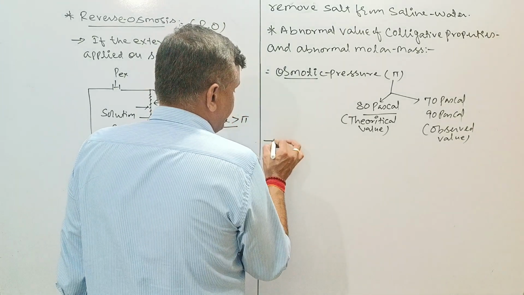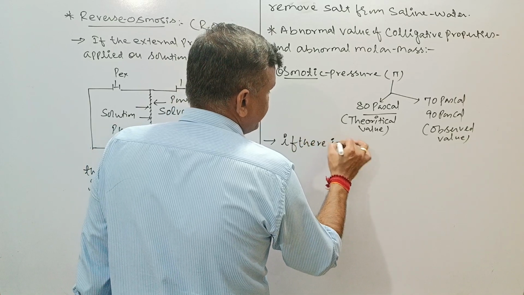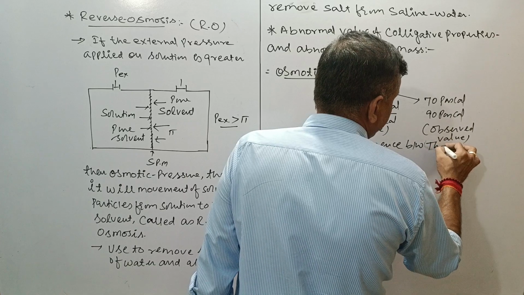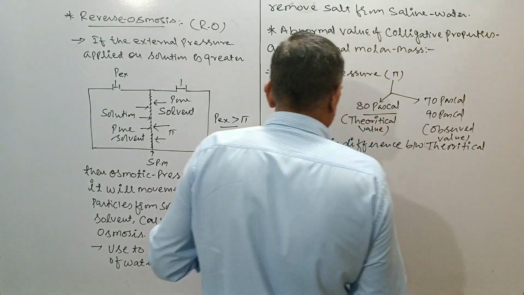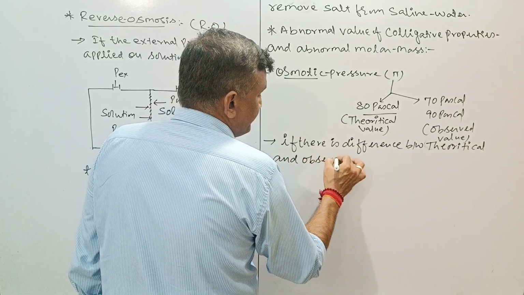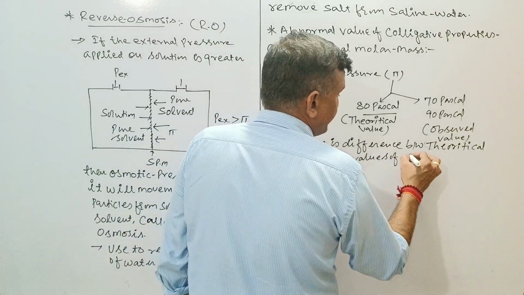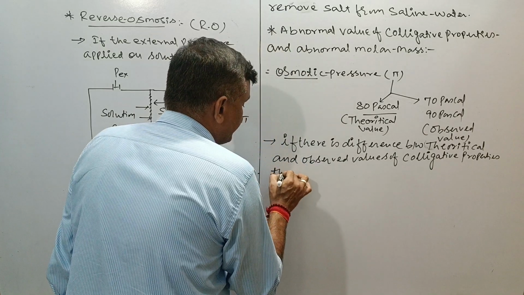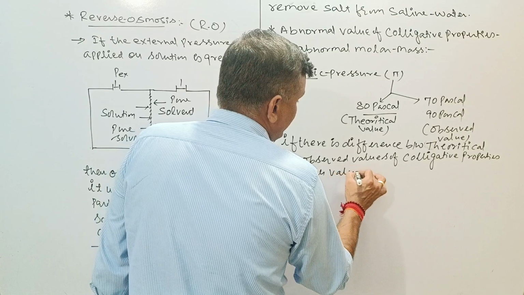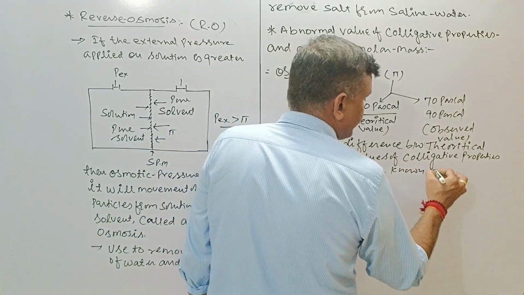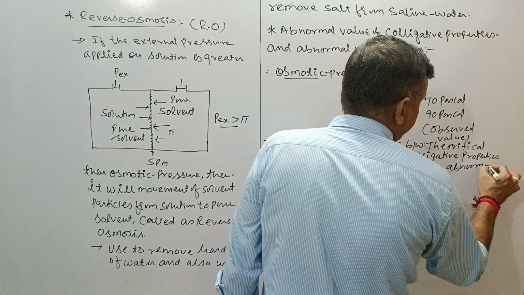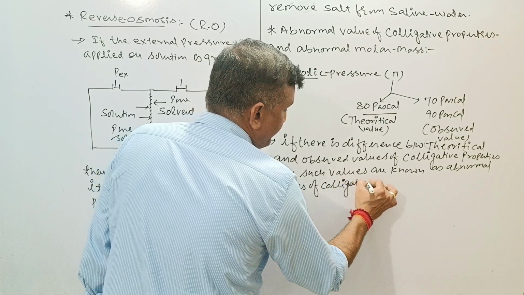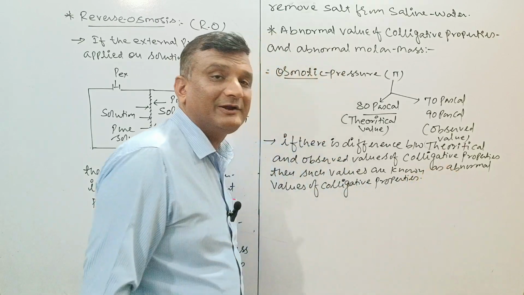So what we can say is that if there is a difference between theoretical and observed values of colligative properties, then such values are known as abnormal values of colligative properties. This was about the abnormal values of colligative properties.